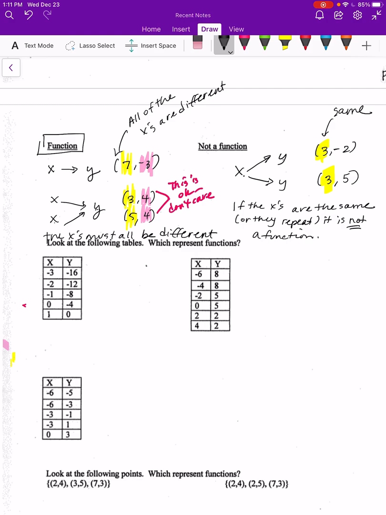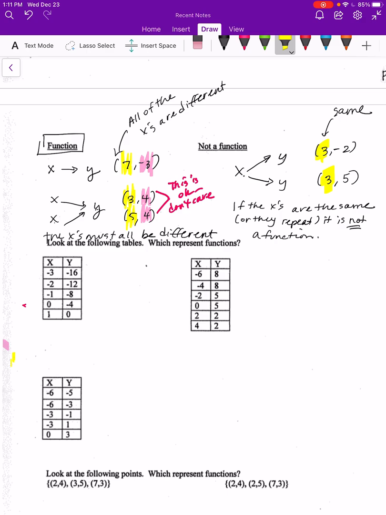Function, function, is it a function? Only if the x's do not repeat. Function, function, is it a function? Only if the x's do not repeat.